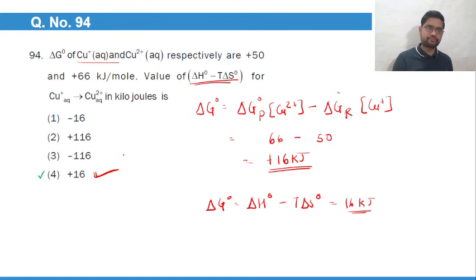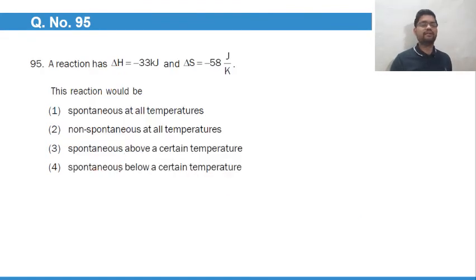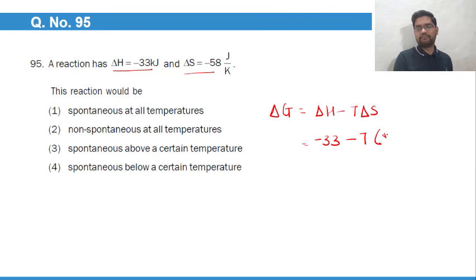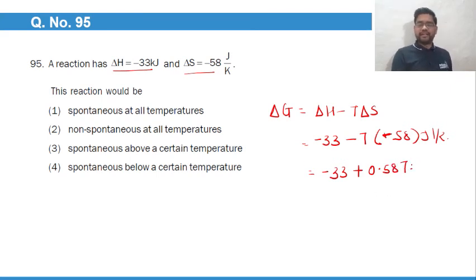Okay, clear? Now, talking about 95, a reaction has this value and this value, the reaction would be. So first of all, since it talks about spontaneous and non-spontaneous, delta G will be equal to delta H minus T delta S. So delta H is minus 33 minus temperature times minus 58, that is in joule per Kelvin. So it is minus 33 plus 0.58 T.